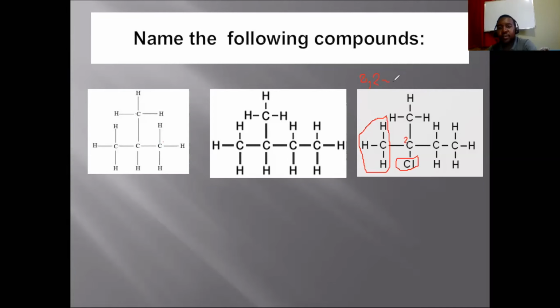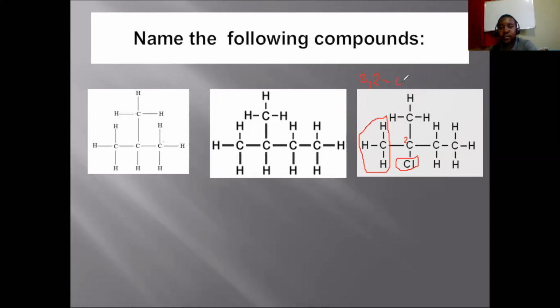So you can put methyl or chloro first, it doesn't matter because both of them are on the same carbon, right? Some books you'll see that once they're on the same carbon, someone will put chloromethylbutane, which most books show in that order. So let's do it in that way.